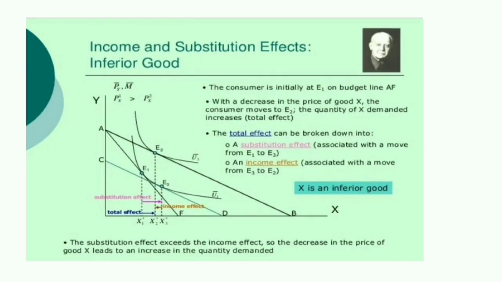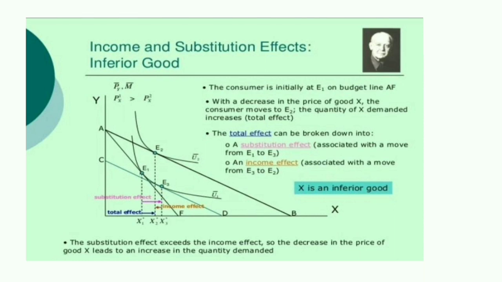Income and substitution effect for an inferior good. The consumer is initially at E1 on budget line AF. With a decrease in the price of good X, the consumer moves to E2. The quantity of X demanded increases, or total effect. The total effect can be broken down into a substitution effect associated with a move from E1 to E3, and an income effect associated with a move from E3 to E2.